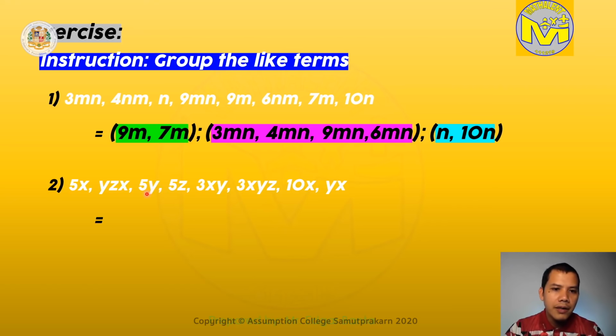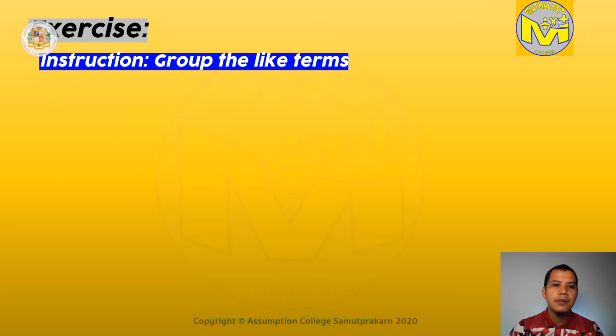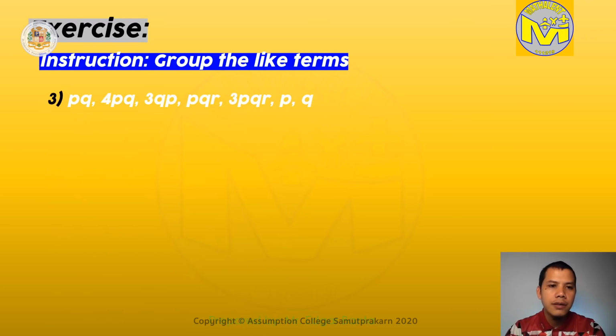How about Y? 5Y and 5Z. Y is just 1 and Z is just 1. So we cannot say that they belong to a group because they are just 1. Got it? So we just have 3 groups, the group X, group XY, and group XYZ. Number 3.